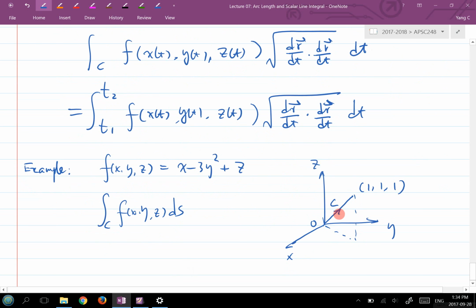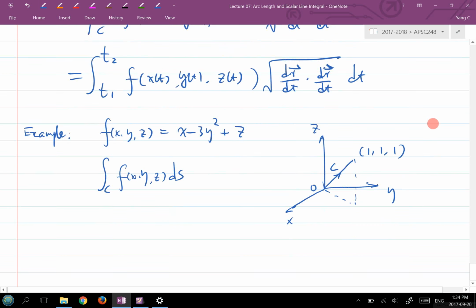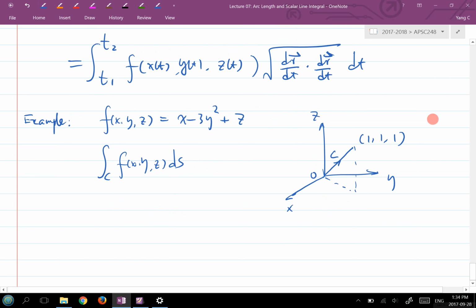Here's the curve C. It goes from the origin to 1, 1, 1 through a straight line. Okay. So this is a very typical question you will see during an exam.